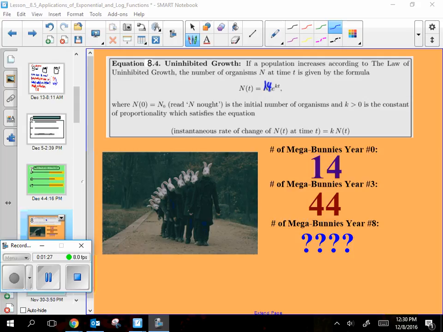Then they say in year 3, what did that just do? T is 3. You have 44 bunnies. Did that change our starting amount? No, it changed the ending amount. The ending amount is now 44. Solve for K. You should be able to do it with some of the strategies that we've been talking about.